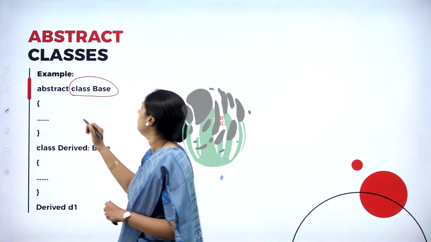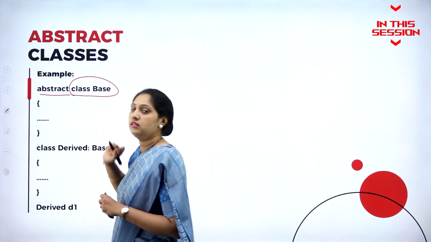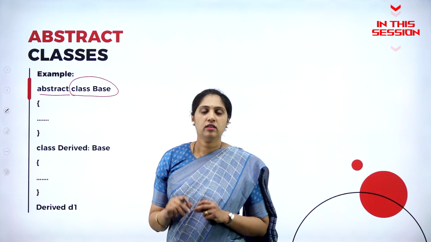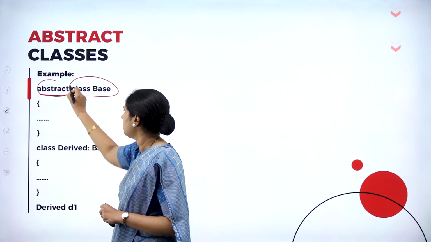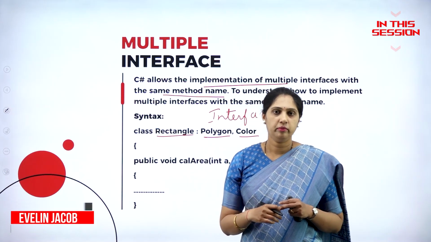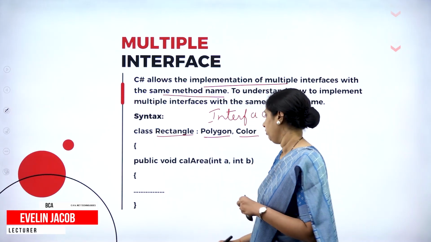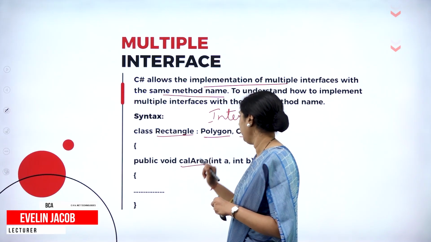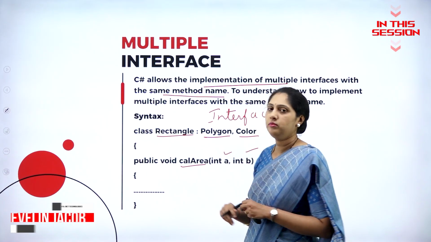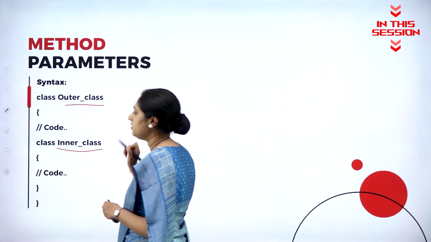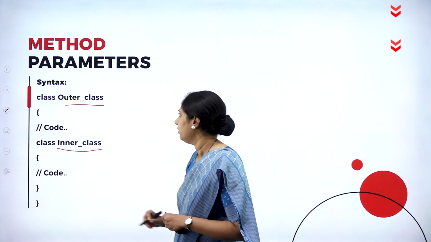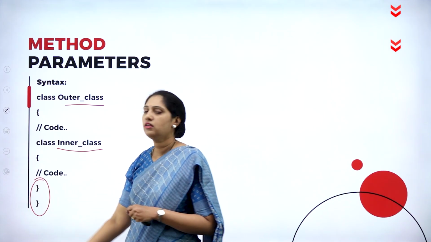If I want to write abstract, then I should use the keyword abstract will denote it is an abstract class. The functionality of the method which is given in the interface. See here you have a call area which takes two parameters A and B. Inside of it we have one more class, say inner class. Then all the classes are closed.